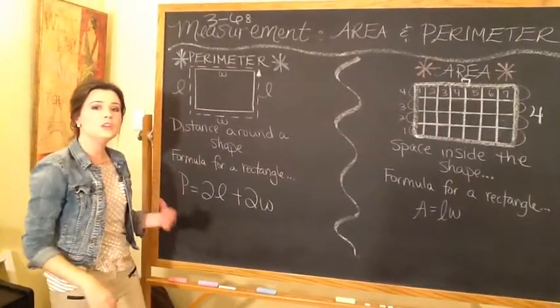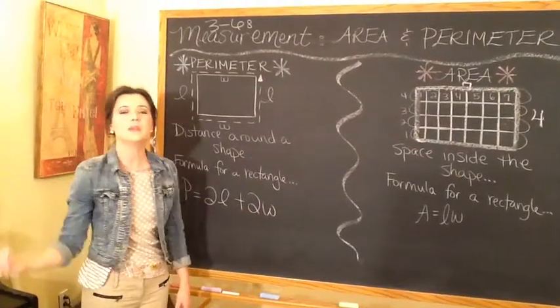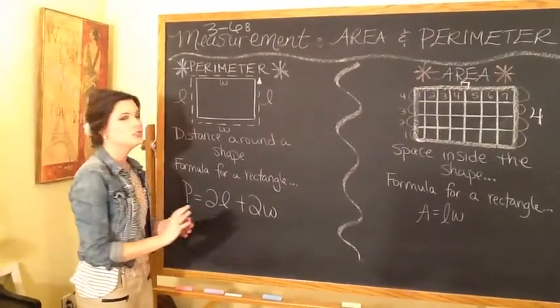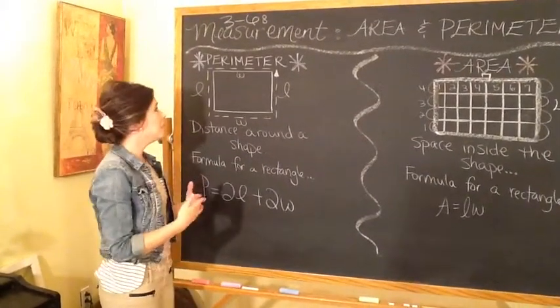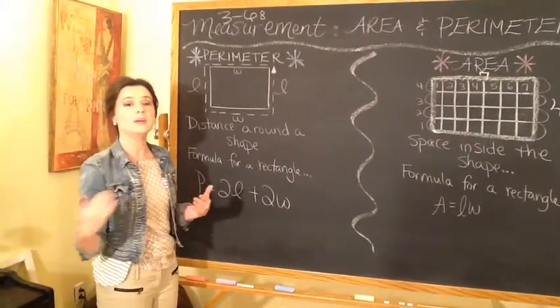This would be something that you would use if you were trying to find the fencing around a yard, or anything that you're trying to close in and you want to know how much of something to buy. That would be something that would tell you how much it is around.